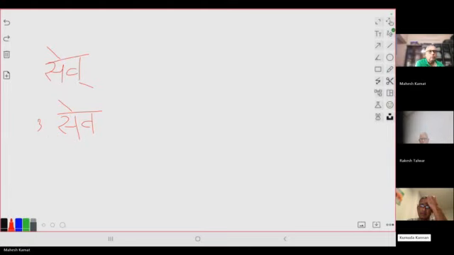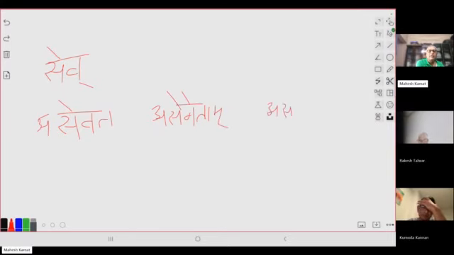Sevate, Sevate. Yes, but that is lat lakara, no? Here it is Asevata, Asevat, Sevetam, Asevanta, Seveta. Asevanta. Correct. Shall we go to the next one now?